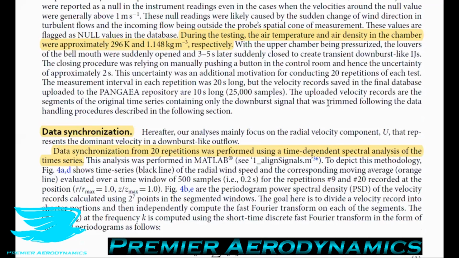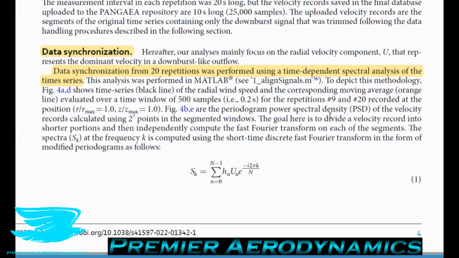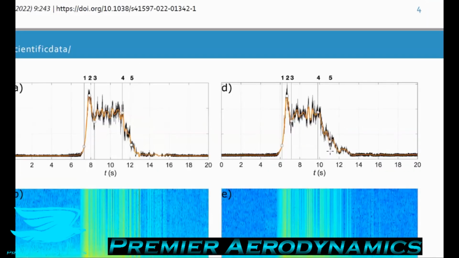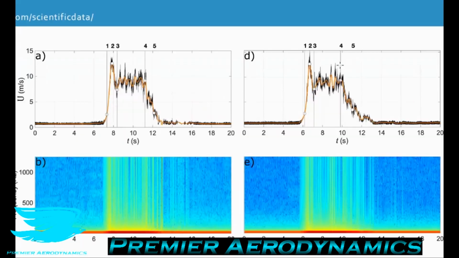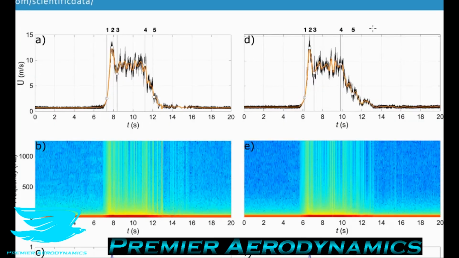So let's talk about the data synchronization. Data synchronization from 20 repetitions was performed using a time-dependent spectral analysis of the time series. Why do we need to line up the different data series? Well, they have these Cobra probes at different locations, and they have the jet impinging down on the ground. Let's say you have the shutters, the louvers, closed. The air is building up. Then all of a sudden, you open the shutters. Now the air is going to rush through, hit the ground, and then go radially out. Every time you measure this, you want to line up all your data series so that they align properly and you can look at what's happening with the flow in time.